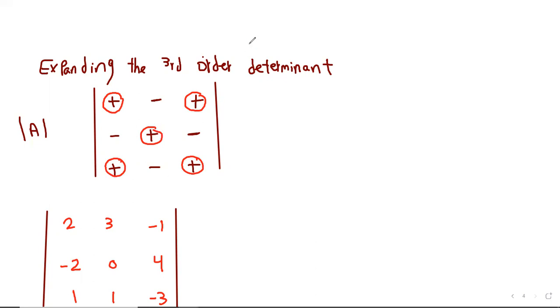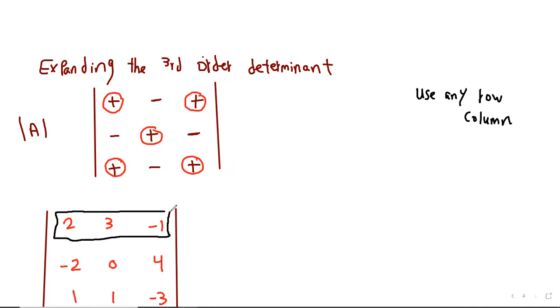So how can we do it simply? I want to expand this determinant. We can expand the determinant using any row or any column. We can use any row or use any column, as you like. So if I decided to take the first row, and someone else decided to take the second row, both of them, we will get the same result.